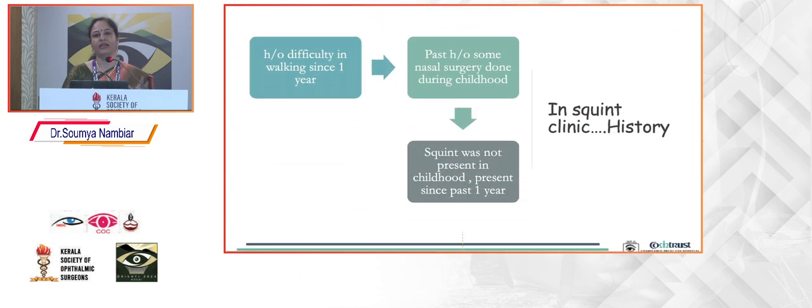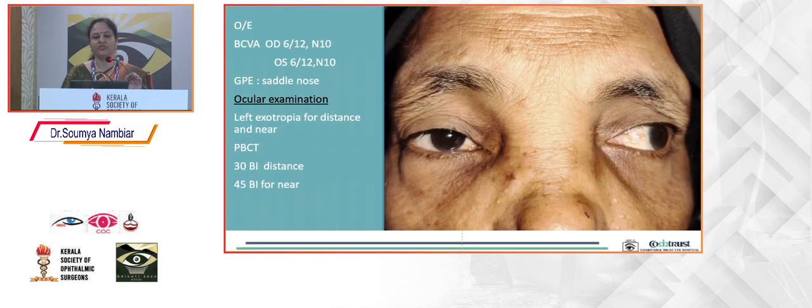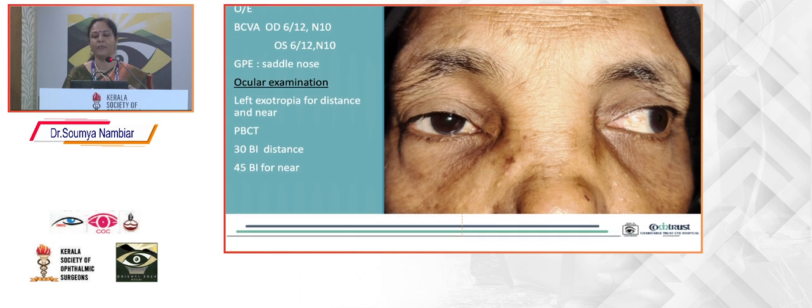So in the squint clinic, again, I took the full history. Difficulty in walking is still there, and there's a past history of some nasal surgery, but history of squint was not present in childhood. She gave me the history that it's present only since 1 year. So this is a picture. You can see there's a large angle of left exotropia. On general physical examination, because of the nasal surgery, there's a saddle nose, okay?